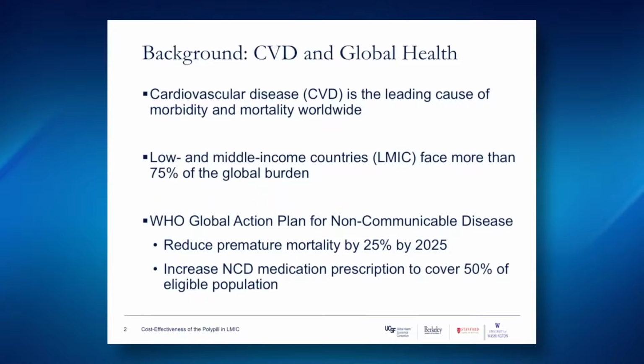So, as we know from Kazi's talk, ischemic heart disease and stroke are the leading causes of morbidity and mortality worldwide, and low and middle income countries share the lion's share of the burden. Recognizing this, the WHO around 2011 started releasing different action plans to try to address non-communicable diseases, and they've released a couple, I think, over this time. And the most recent one proposes that we can reduce premature mortality by 25% by 2025. And one of the steps that they propose to getting there is increasing medication prescription for non-communicable diseases to cover 50% of the eligible population.